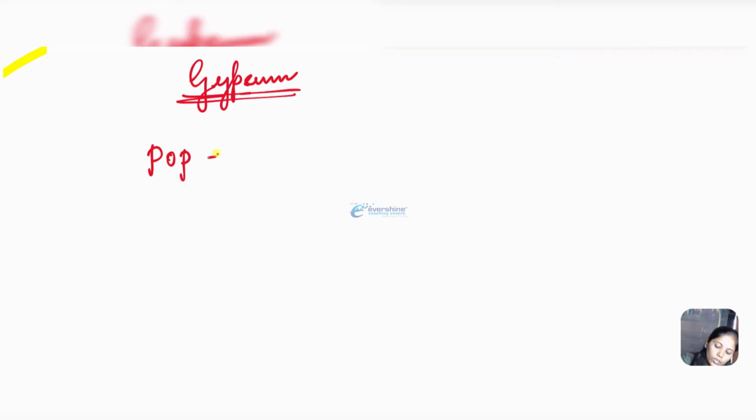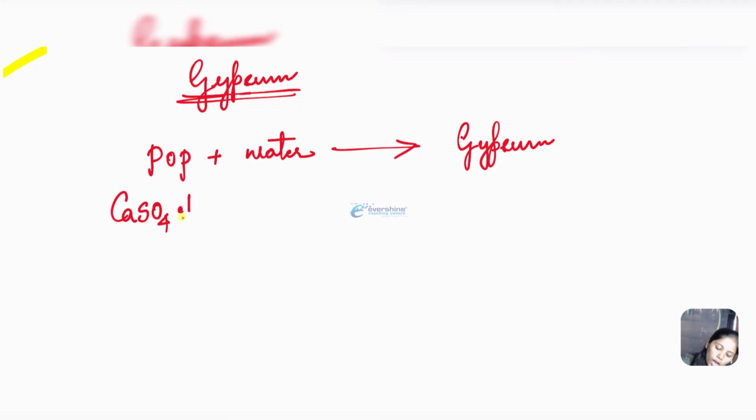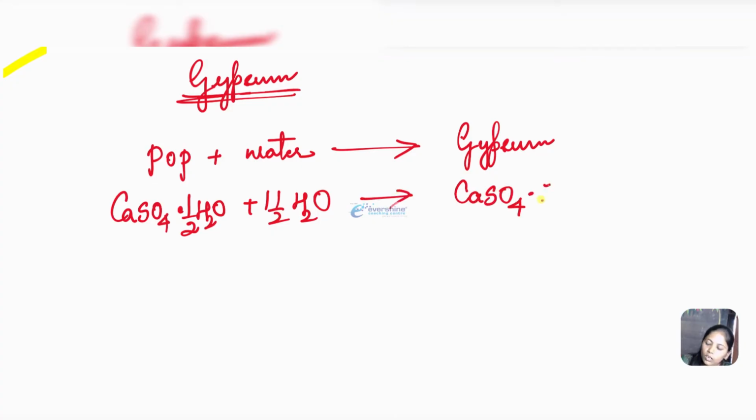Next, how to prepare gypsum. Gypsum can be prepared by adding water to POP. POP is CaSO4·½H2O. So water, 1.5 H2O, gives gypsum, CaSO4·2H2O. So by adding water to POP, we obtain gypsum.